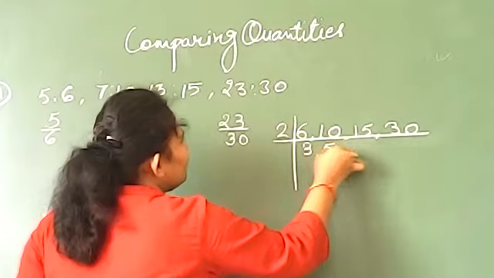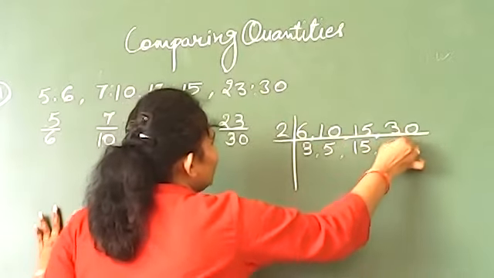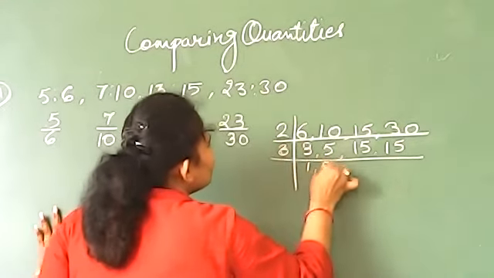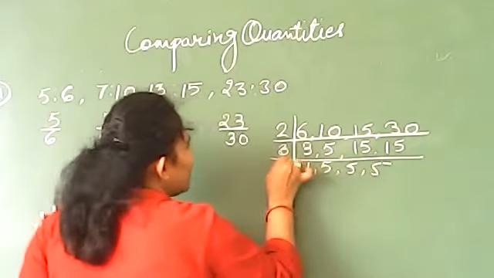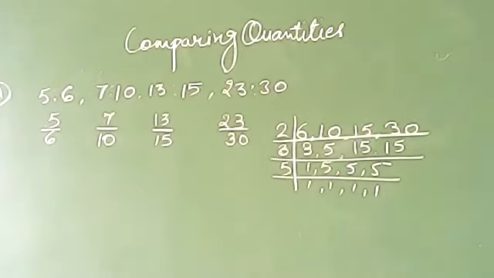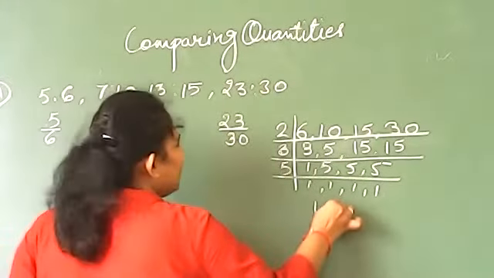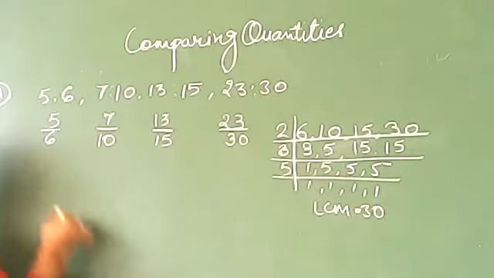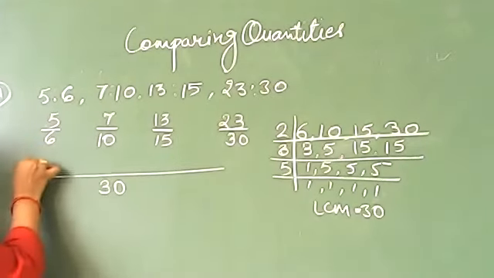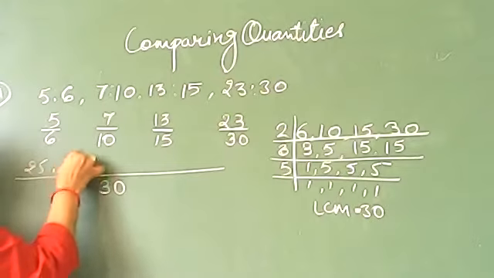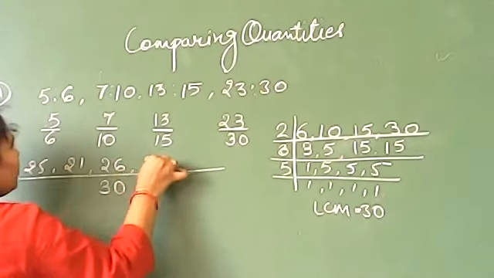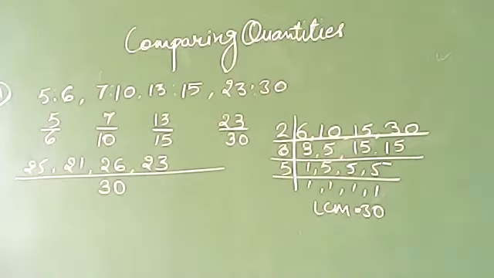2 3s are 6, 5s are 10, 15 will not be divided, and this will be 15. Once again, now we'll have 3, 3 1s are 3, 5, 3, 5, and the last one is 5 only. So 2 3s are 6 and 6 5s are 30. It means you are getting the LCM as 30. Now let's have 30 in common. Now it will be 5 5s are 25, 7 3s are 21, 13 2s are 26 and 23 will remain only 23. So these are the numerators which I am getting ultimately.